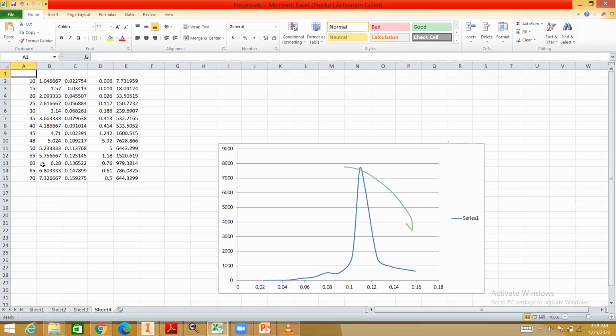Okay, your first column is the RPM N. Then the second column is the angular speed, that is the frequency omega. Okay, so for 10, frequency is 1.04.